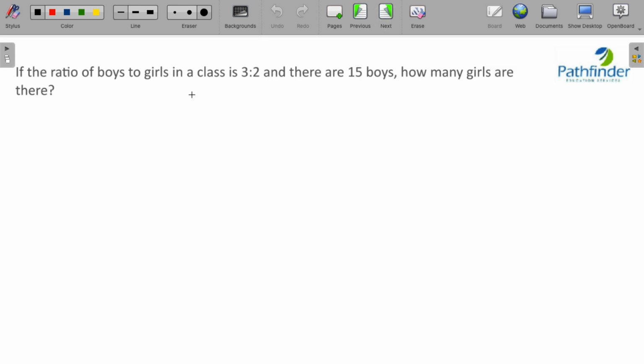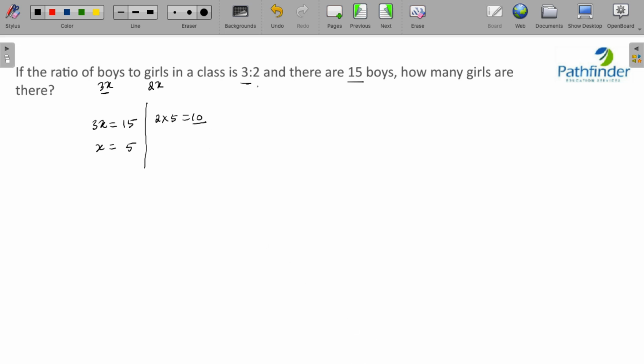Next, the ratio of boys and girls in the class is 3:2, and if there are 15 boys, how many girls are there? Okay. So the ratio of boys to girls is 3:2. So the number of boys must be some multiple of 3, so 3x. The number of girls will be some multiple of 2, that is 2x. We know that boys are 15. So 3x is equal to 15, so x must be equal to 5. What about the number of girls? 2x. So 2 into 5, that is 10.